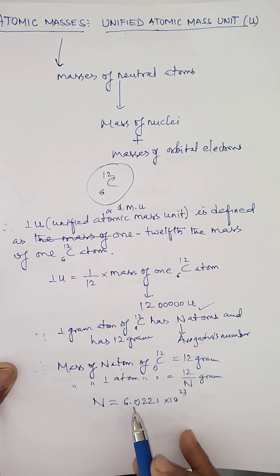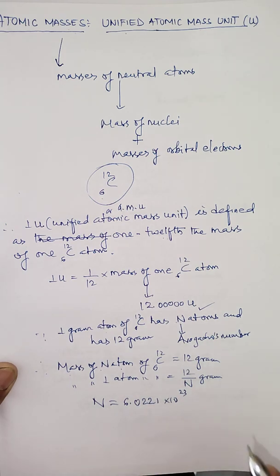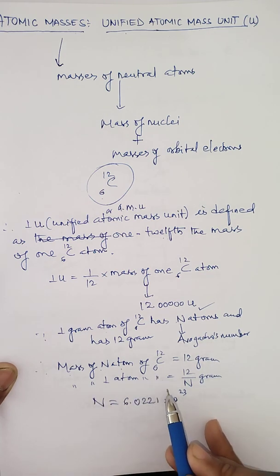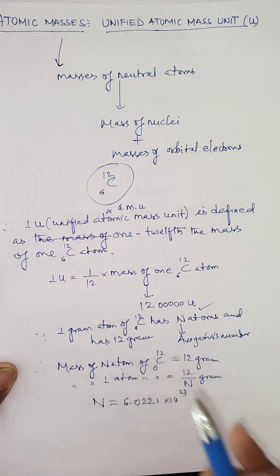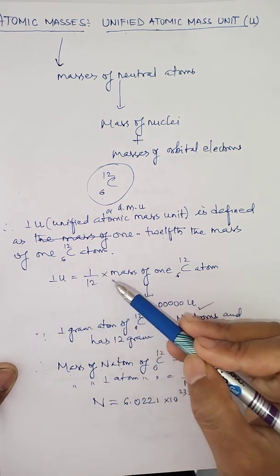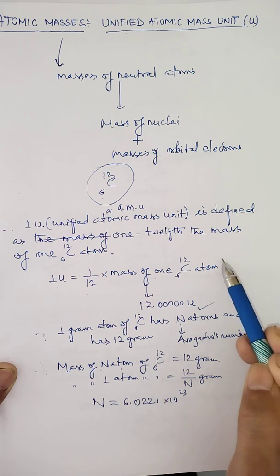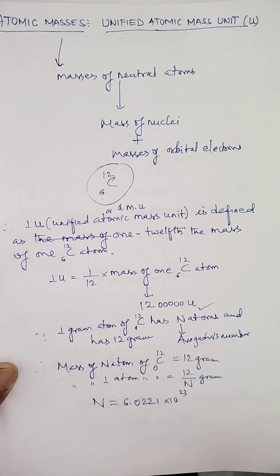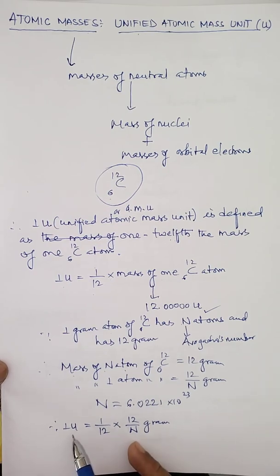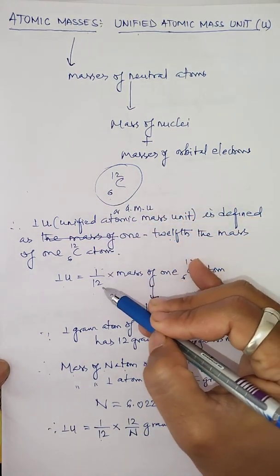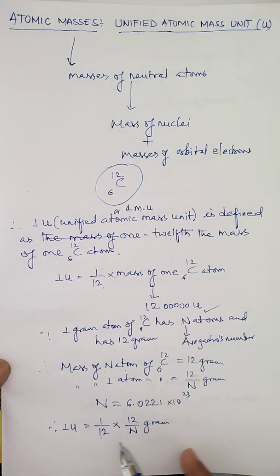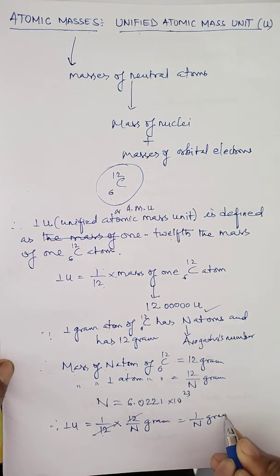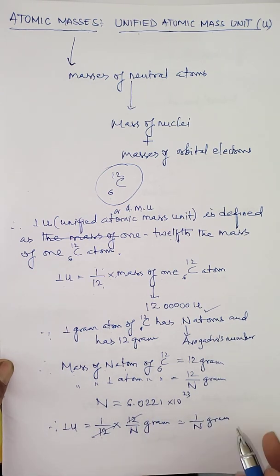If I take this value and substitute, then we can calculate the atomic mass unit in terms of kg. The mass of one atom of carbon C-12 is 12 by N gram. As per the statement, one atomic mass unit is 1 by 12 into the mass of one C-12 atom. Substituting, 1 by 12 into 12 by N gram; the 12 and 12 cancel out, so it will be 1 by N gram. So one atomic mass unit equals 1 by N gram of carbon C-12 atom.